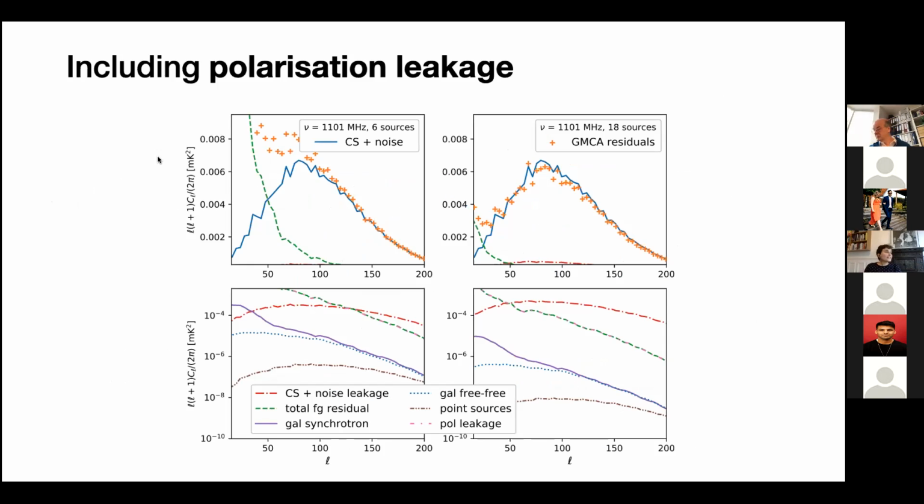Another way of looking at this, so this is just for one channel. Again, in blue is the angular power spectrum of the cosmological signal and the noise. Here, GMCA was run with 6 sources, on the right with 18 sources. And you see that on the bottom panels again, it's the leakage of the foregrounds in the residuals.